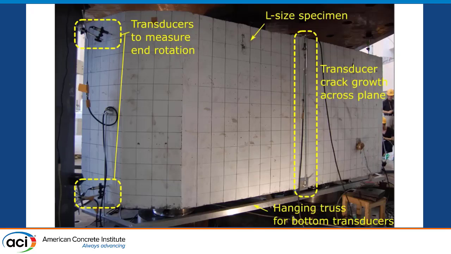This is a view showing some extra transducers that we had. So we had transducers on the bottom to measure displacement, but we also wanted to know how much they were sort of leaning inward as we tested it, so we also had additional transducers along the outside here. And then you can see the hanging truss down here, such that we could subtract out those seating losses.